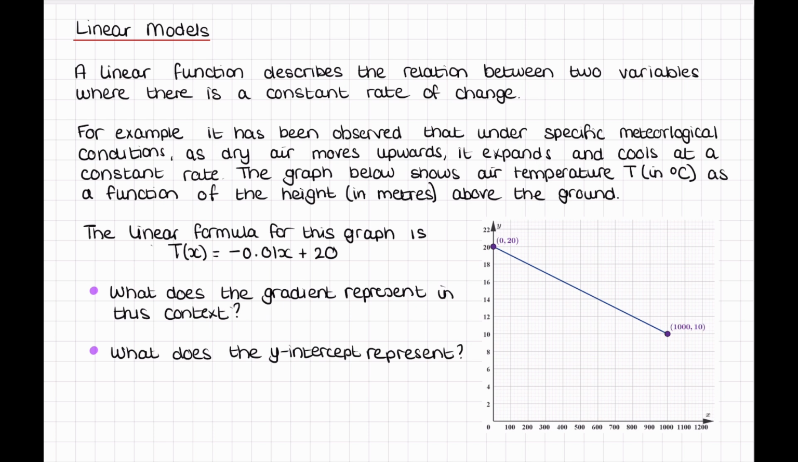Then the second part: what does a y-intercept represent? The y-intercept is when the meters equal 0 and it is at 20. So in this situation, the initial temperature is 20 degrees. That's what the y-intercept represents. You have to be able to look at a question and apply the context to be able to explain. You can't just say the gradient is negative 0.01. You have to say what that means in the context of the question.